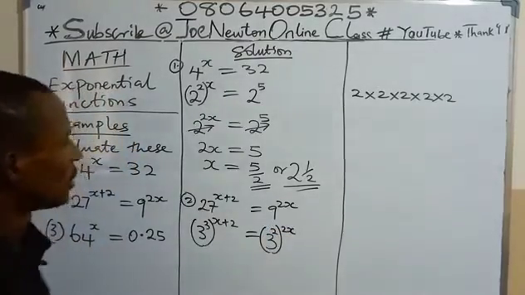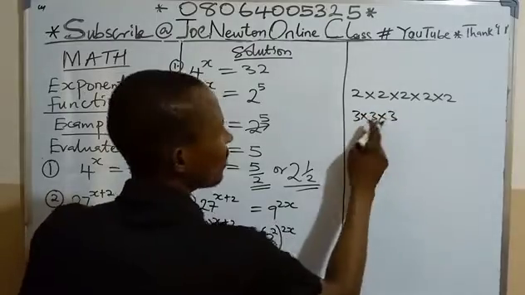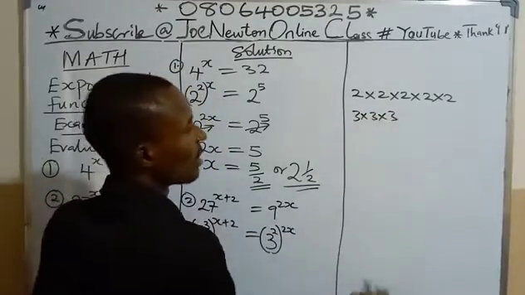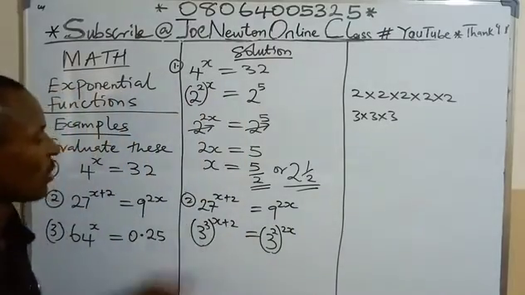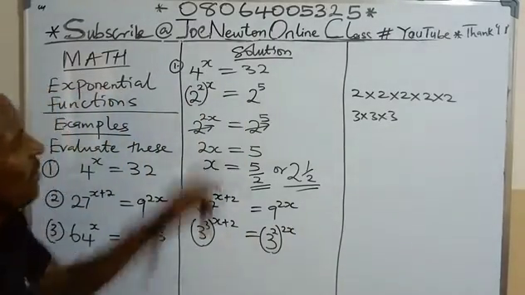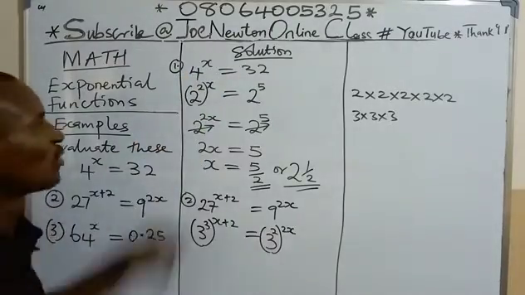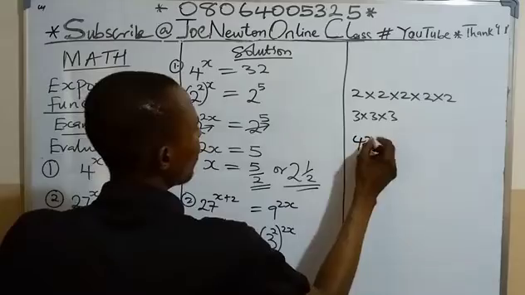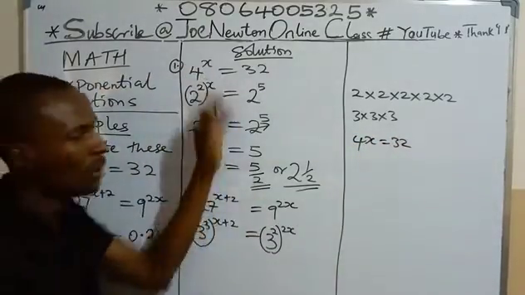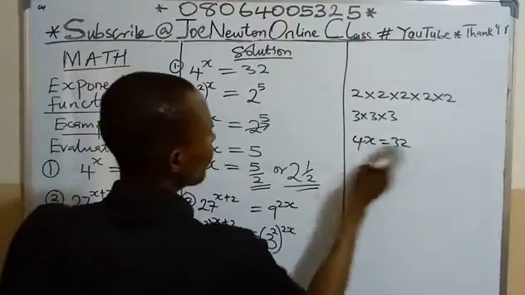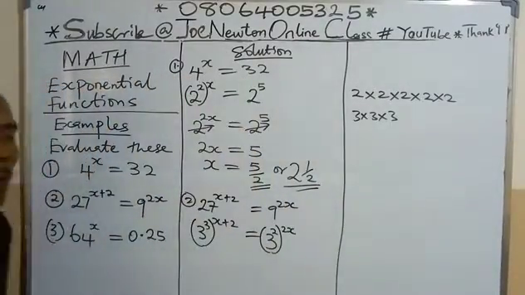Check it out. 3 times 3 times 3: 3 times 3 is 9, 9 times 3 is 27. And 3 times 3 is also 9, like you can see here. So 3 power 3 gives us 27. Remember, this is not 4x equals 32, where we divide by the coefficient. This is power. So don't be confused, these two things are not the same. If you have 4x equals 32, we divide by the coefficient, but this is power, that is exponential function.